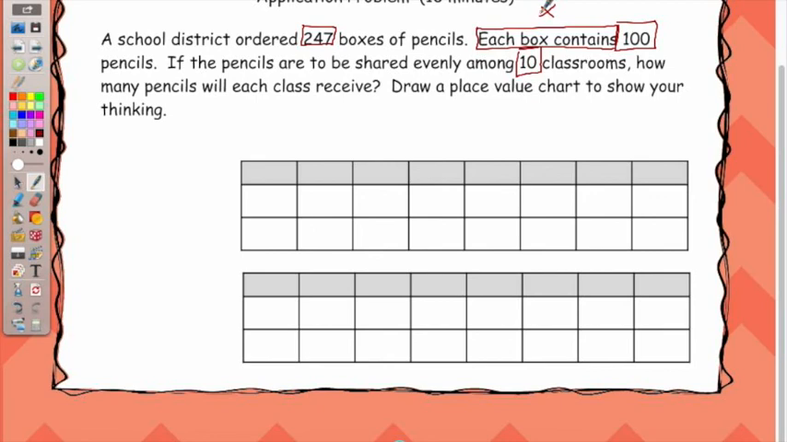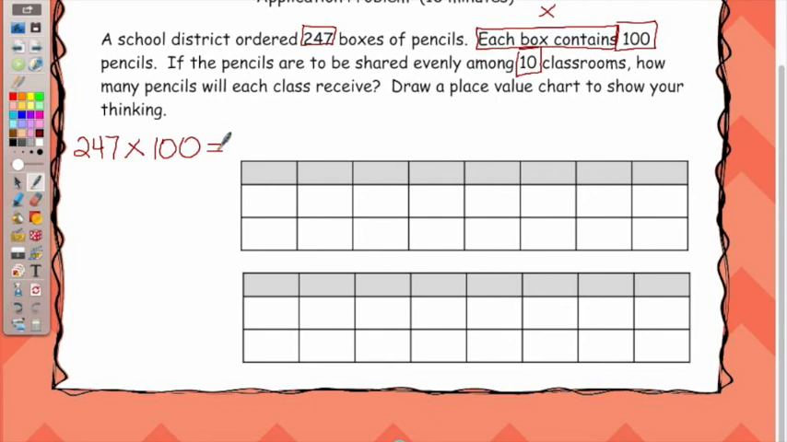The first step's going to be what? Multiply 247 times what? 100. Times 100. That's going to give us the total number of pencils that the school district bought. Okay, now don't do anything now. Just don't do anything, okay?